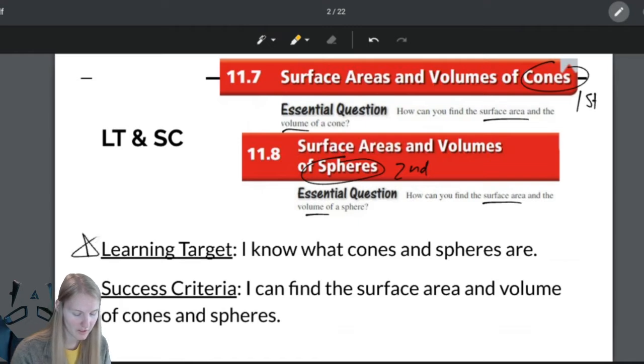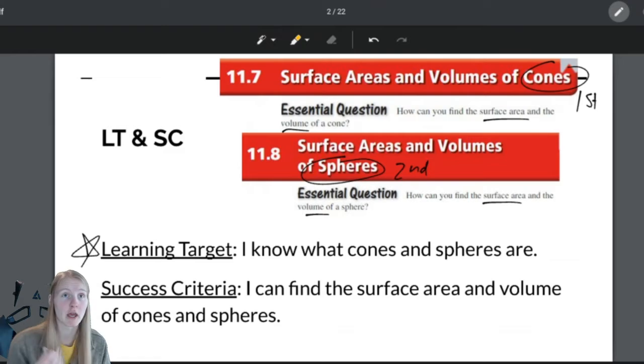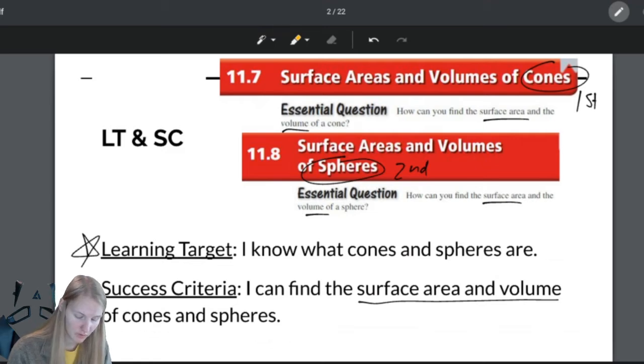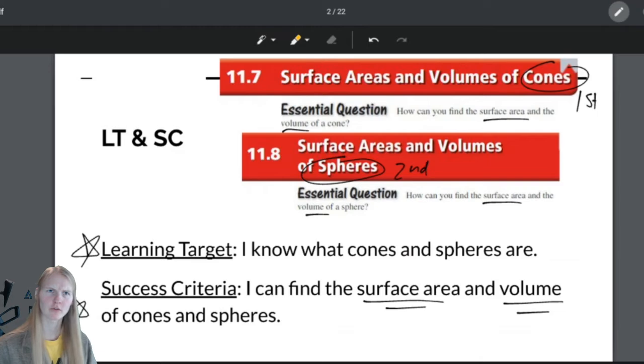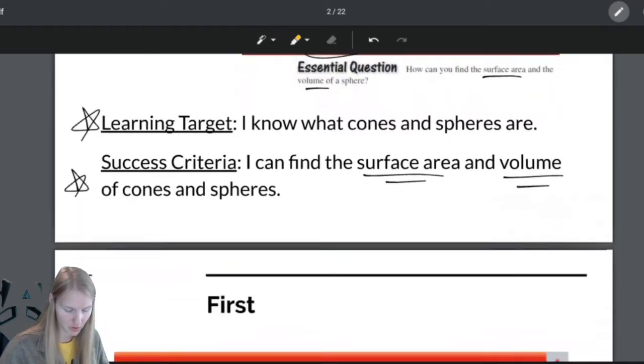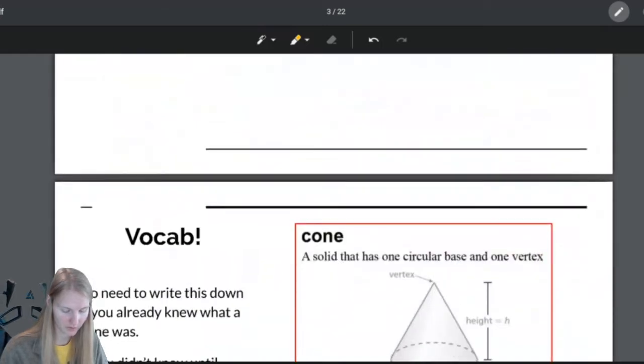So our learning target is that you know what cones and spheres are. Maybe you already know that, maybe you don't. Our success criteria is that you can find the surface area and volume of cones and spheres. So, you know what volume is. Do you know what surface area is? I don't know. We'll have to find out. Okay, so first, 11.7, cones, surface area and volume of cones.